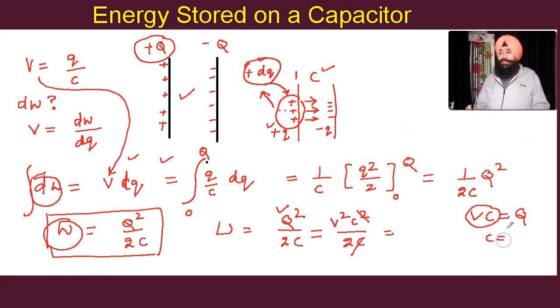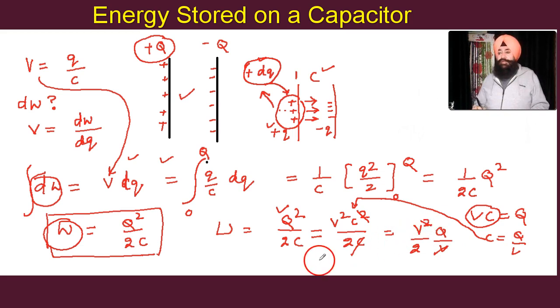So eliminating C, C is equal to Q by V. Substituting it here, it becomes V square upon 2, and C is Q by V. So V and V cancel. So it becomes half Q into V. So the different relations are: U is equal to Q square by 2C, and it is V square C by 2, and it is 1 by 2 V into Q.